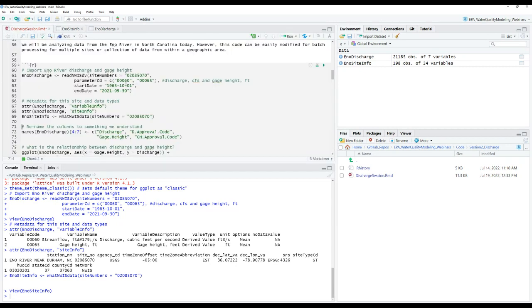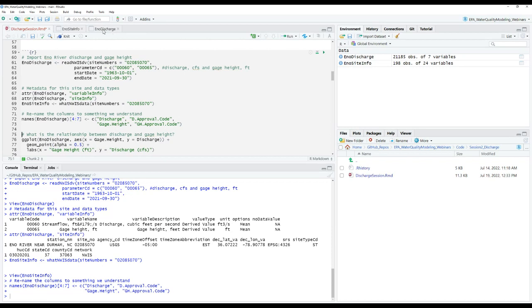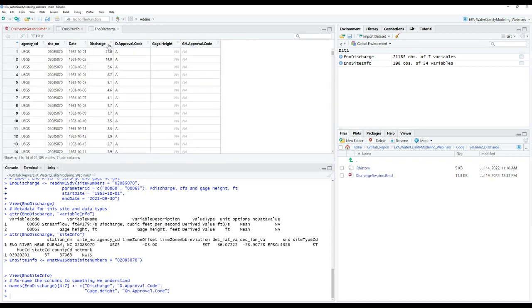Okay, let's go back into our code. So I am a big fan of when I'm working with column names to actually have useful information in them. So I'm going to rename columns 4 through 7 of discharge. So I'm saying the names of discharge, columns 4 through 7. This is matrix notation within R. So this is just calling the specific object and then the columns within that object. Let's call these discharge, discharge approval code, gauge height, and then gauge height approval code. So if we run that and then come back into our discharge window, now we notice that these names have been replaced so we actually can read them and understand them.